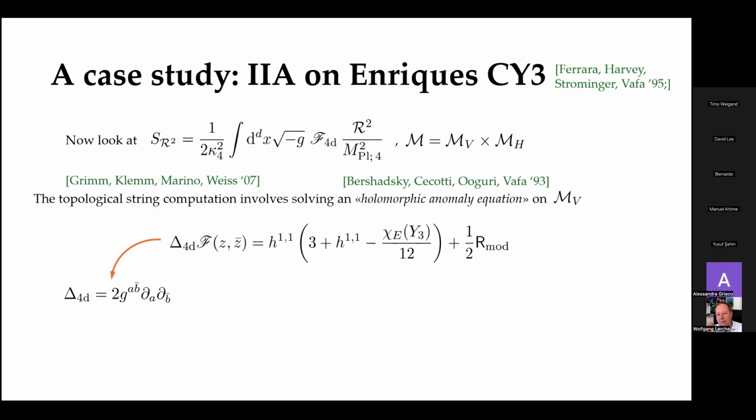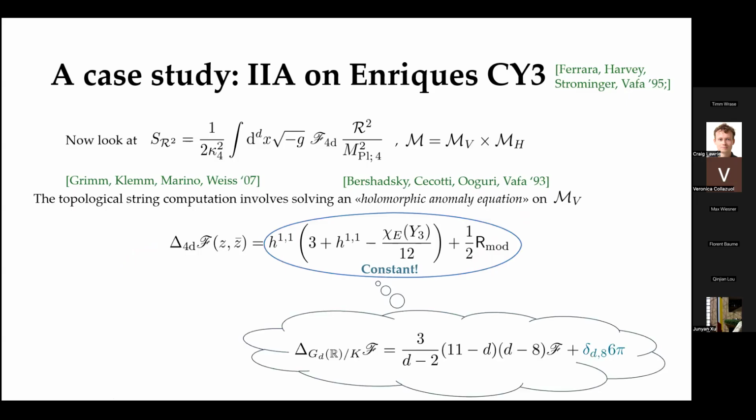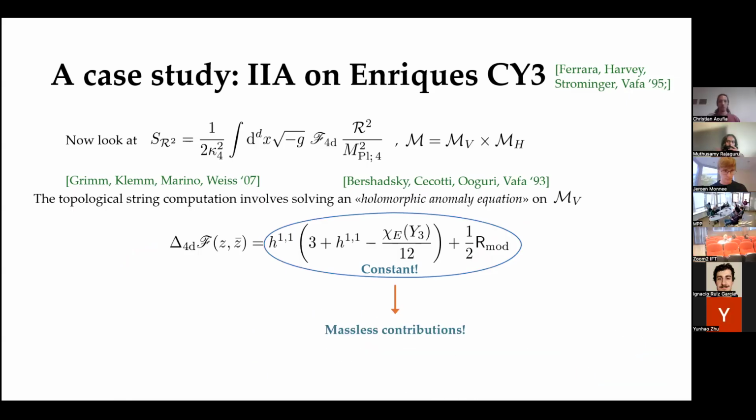And this computation involves solving a holomorphic anomaly equation on this vector multiplet moduli space, which has this form. R mod here is the curvature on moduli space. And in this particular case, it's a constant. So the right-hand side here is a constant, and this reminds us of the second caveat that we left out. This is, of course, due to the fact that both the R to the 4 operator in 8D and the R squared operator here are marginal couplings. And in particular, I will try to argue that these contributions are due to massless modes, so field theory-like contributions.